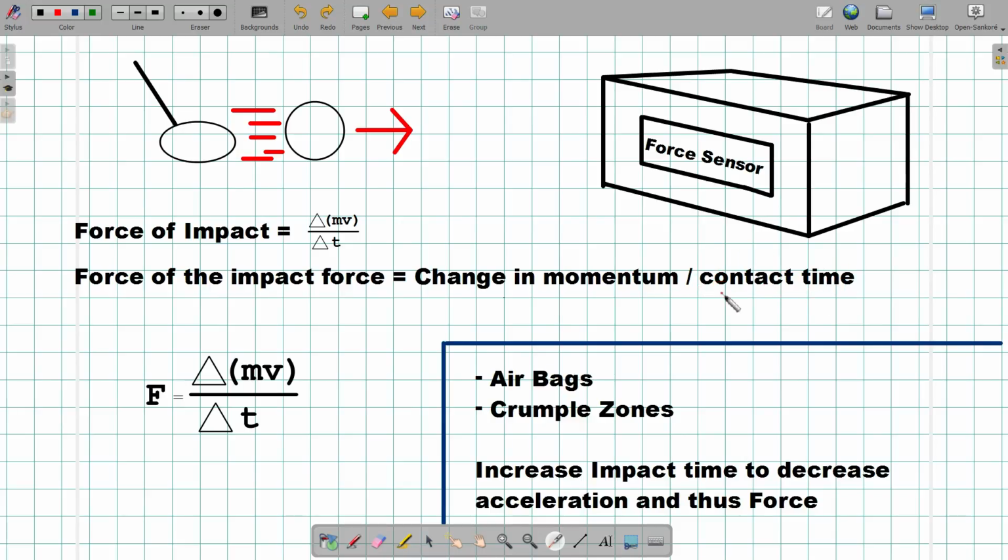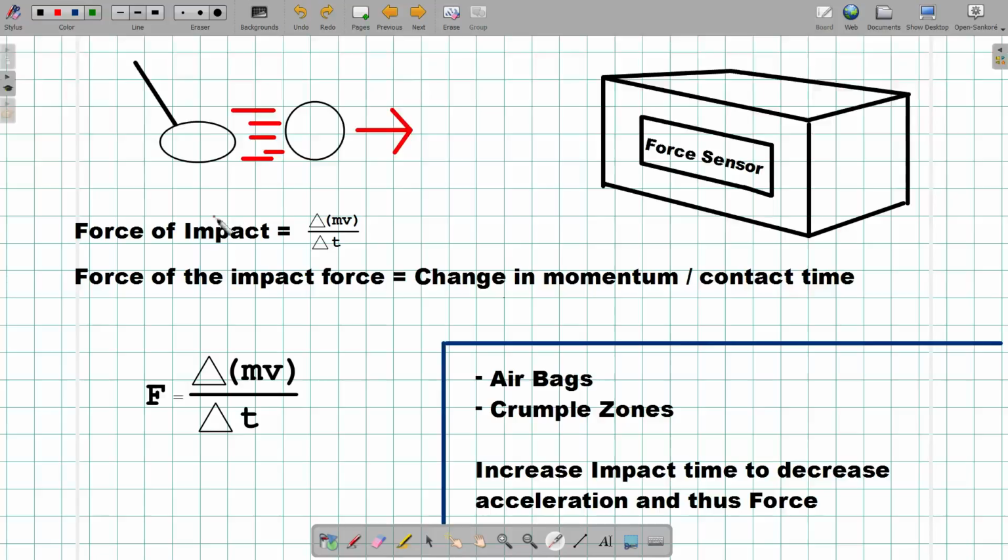So contact time, that delta t, is the time that the golf club is touching the ball for. So there will generally be quite a small time. But you know, a high contact time means these kinds of things. But I'll get onto that in a second.